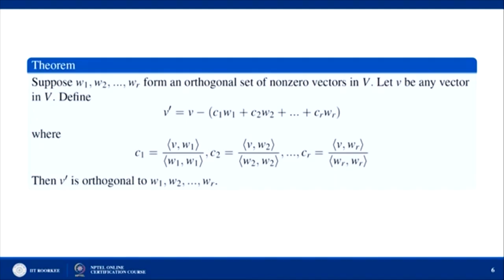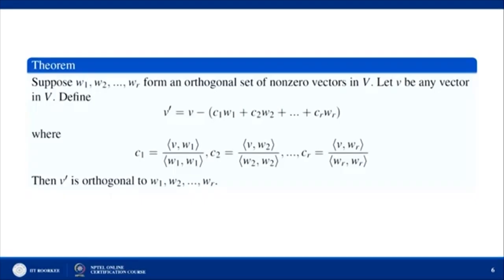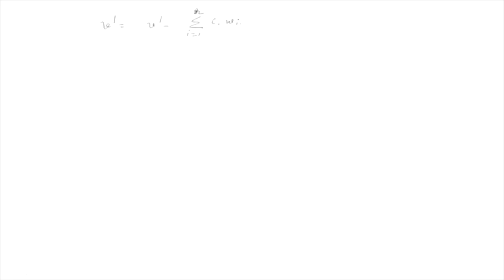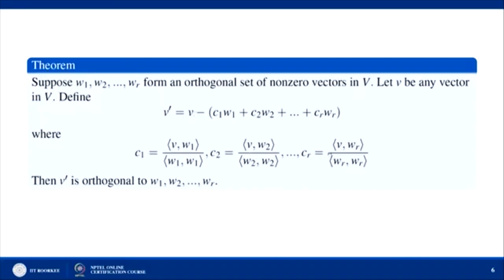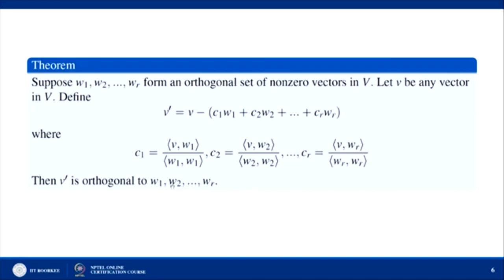Again, it is easy to show. You see, what is v dash here? v dash is v minus the sum of i from 1 to r of ci Wi. And what are the ci's? They are given to us: ci is the inner product of v with Wi upon the norm of Wi squared. We have to show that this v dash is orthogonal to W1, W2 up to Wr, any W. That means we have to show that the inner product of v dash with any Wi is equal to 0 for all i. This we have to prove.